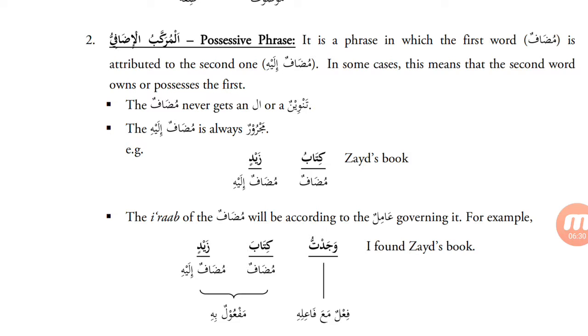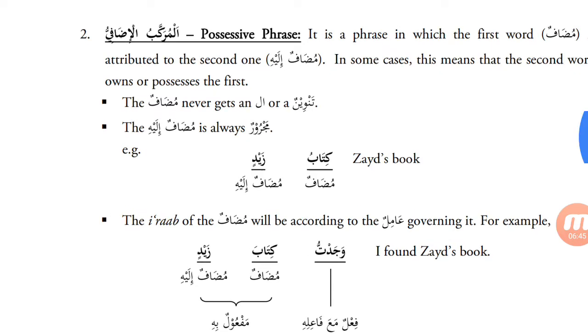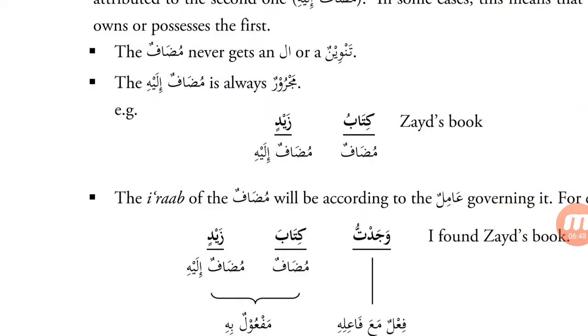And the mudaf will never take a tanween. So here let's have a look. Kitabu. Kitab is the mudaf. Has it got a tanween? No, it's just got one dhamma. Kitabu. And we said that the mudaf ilayh will be majroor. So let's have a look. Zaydin. Is Zayd majroor? Yes. What's the sign of jar? The kasra, underneath the dal of Zayd. So Zayd is majroor, the mudaf ilayh is always majroor. Kitabu Zaydin.